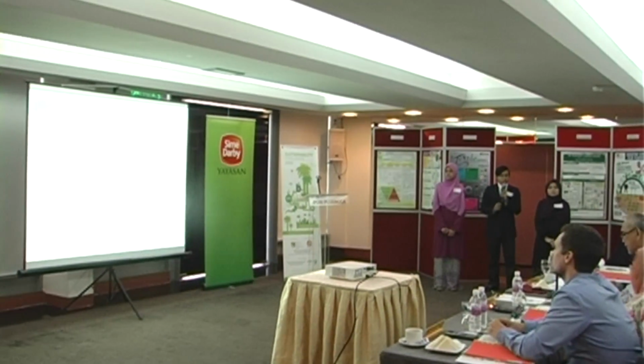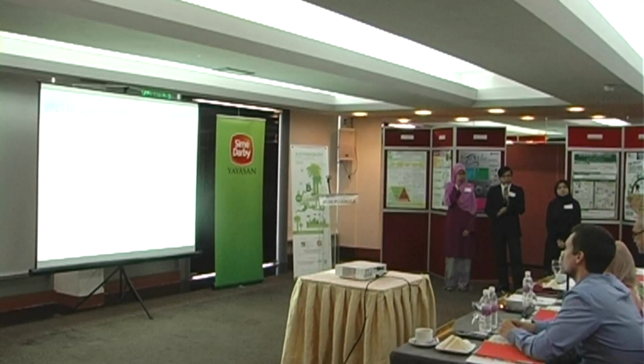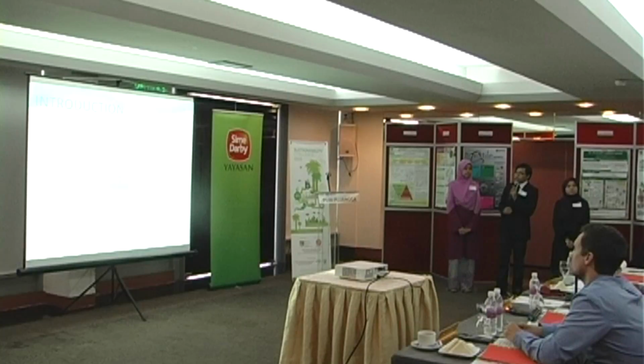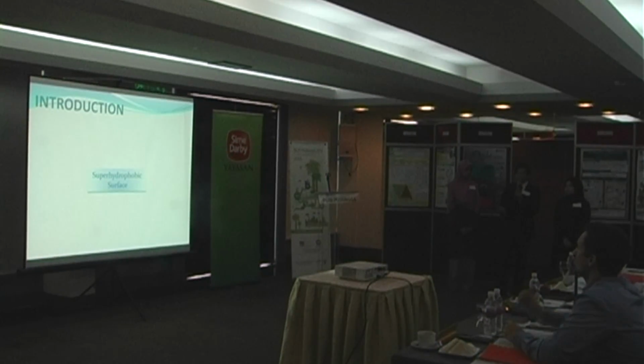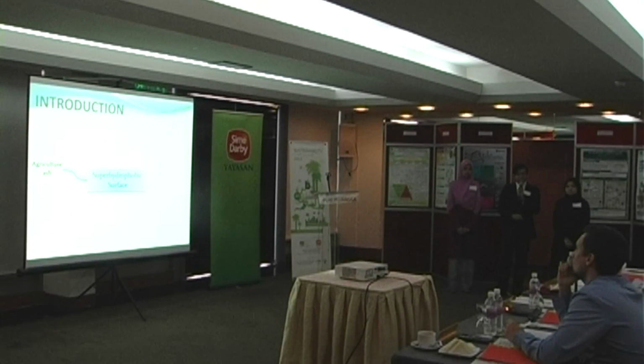In order for us to prevent such things from happening again, our team proposes a super hydrophobic surface that is developed by the utilization of agriculture ash. A super hydrophobic surface has three main properties, which are the ability to repel water, anti-fouling, and also self-cleaning.